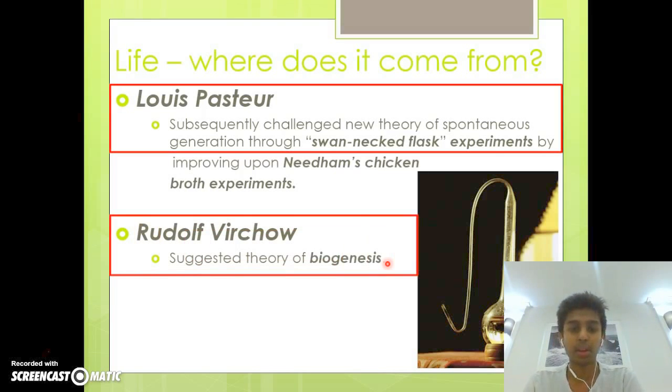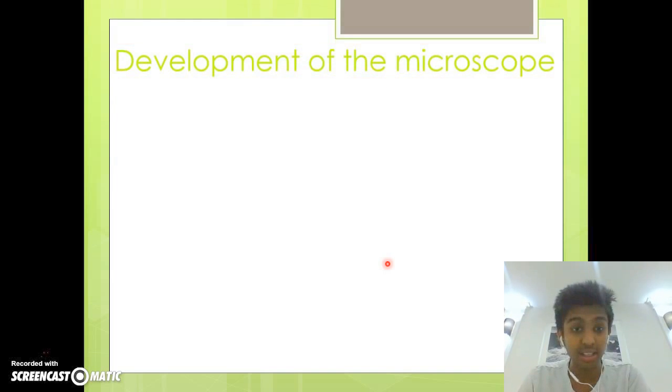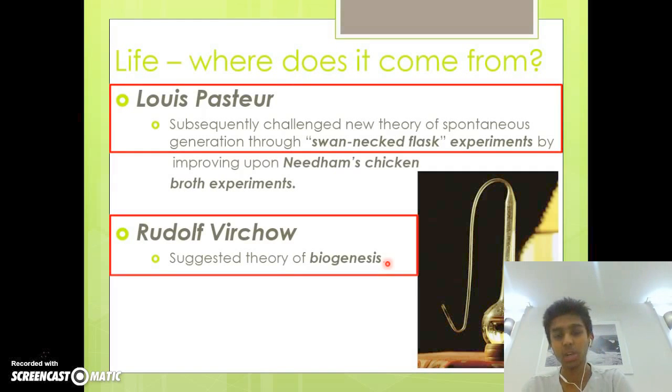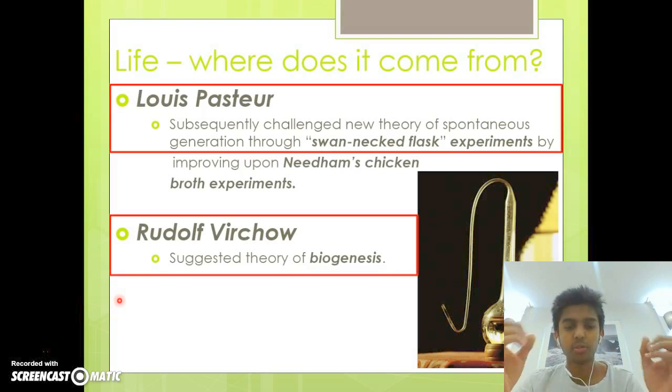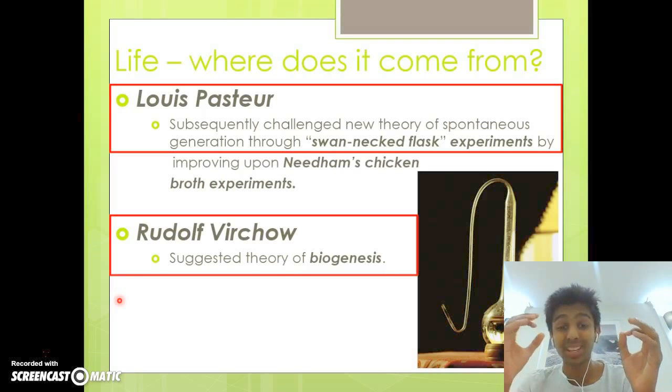Then came another man. His name was Rudolf Virchow. He's obviously Russian. And he suggested the theory of biogenesis. To know what the theory of biogenesis is, biogenesis is essentially just a big fancy word for life arising from pre-existing life.